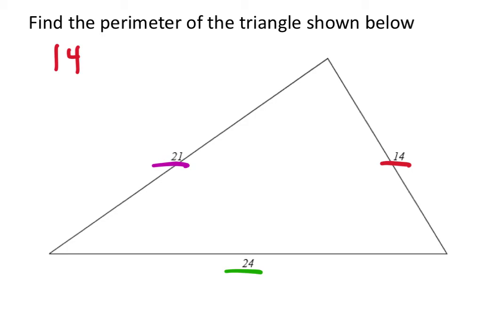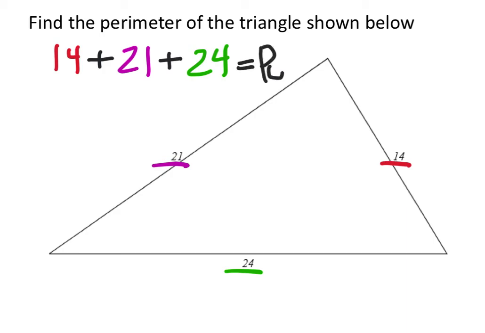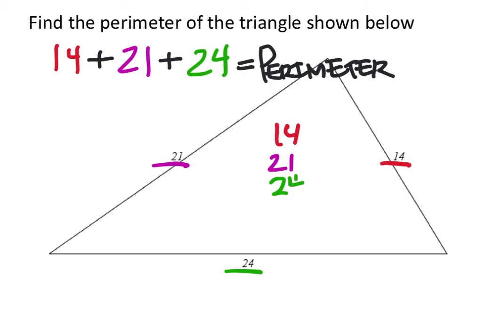14, that's the one length. The other length is 21. And then that bottom length there is 24. So 3 lengths from a triangle. That's all we should get, 3 side lengths. We're going to add these together, which is going to be the perimeter. All right, so we can stack these if we need to, so get a little bit more space. I'm going to use it inside the triangle there. 14, 21, and 24. We are going to add these together for the perimeter.